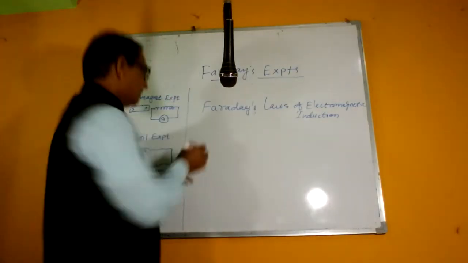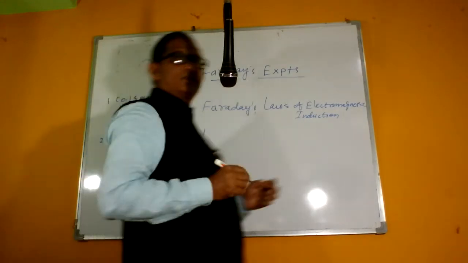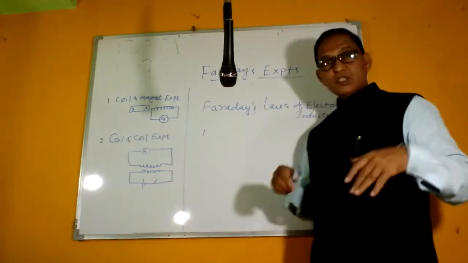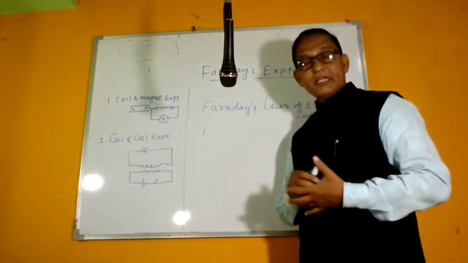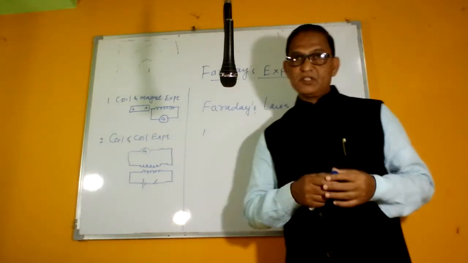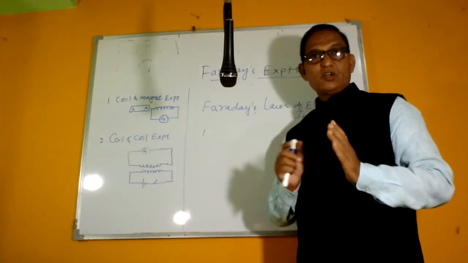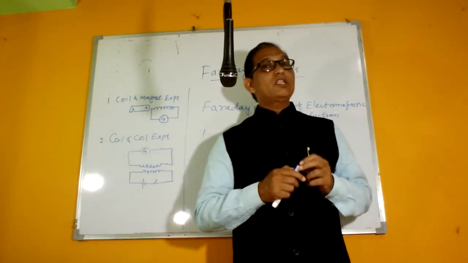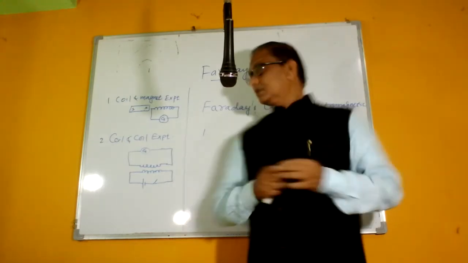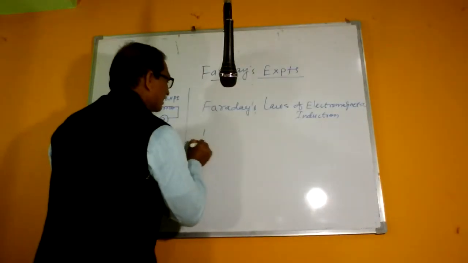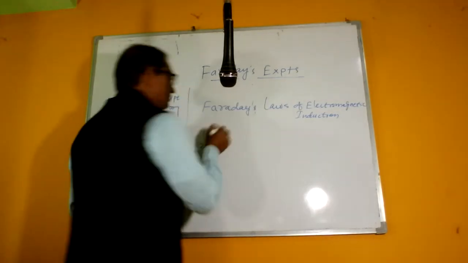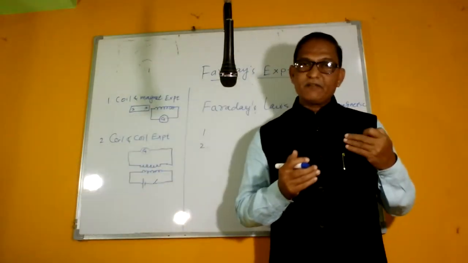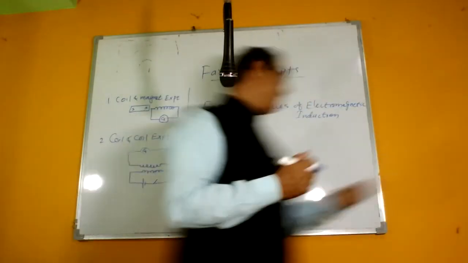The first law states that whenever there is a change in the magnetic flux linked with a circuit, an induced EMF is produced. This is the first law. On the other hand, the second law states that whenever there is a change in the magnetic flux, the induced EMF is produced.